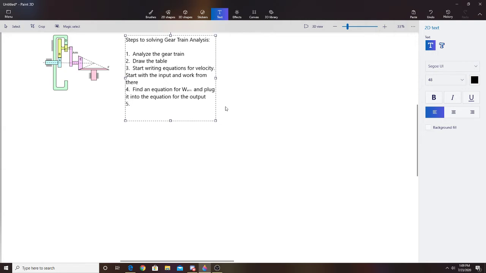It can be anything. It could be the output, it could be one of the other gears. It doesn't really matter, whatever you're trying to find, right? Because remember, analysis is everything. If you want to find the output, you can do that. If you're curious about one other gear and how fast it's moving, you can do that as well. It just depends on what you're looking for.